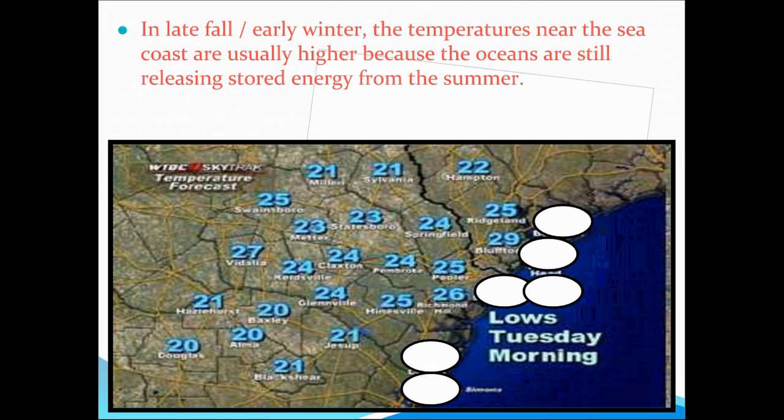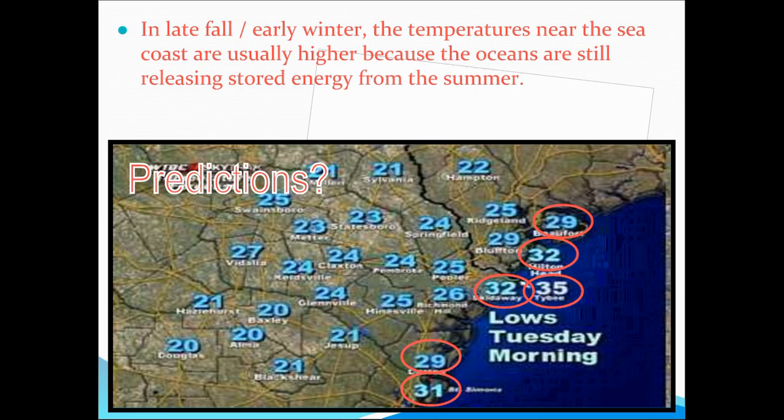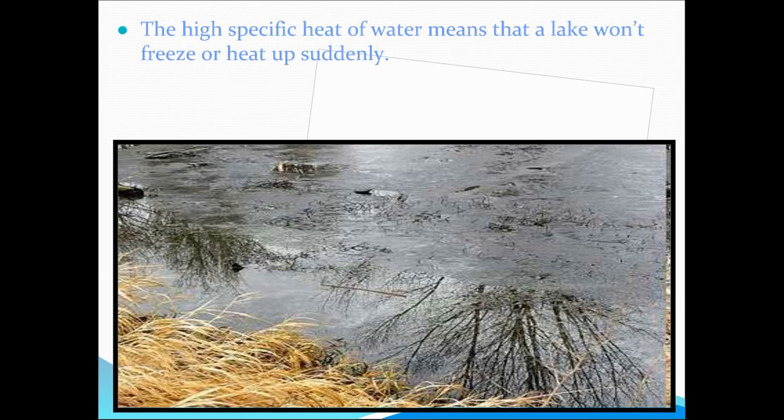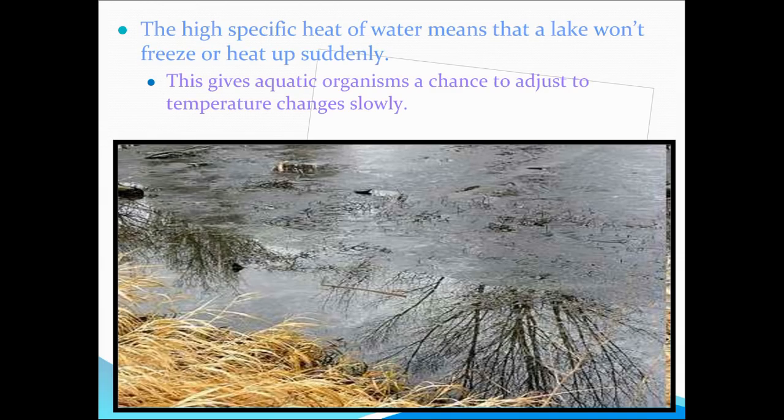In late fall and early winter, the temperatures near the sea and the coast are usually much higher because the oceans are still releasing that stored energy from the summer. This is why so many people flock to live in coastal areas. Predictions? As you can see, coastal temperatures in Virginia are much warmer than temperatures farther inland. The high specific heat of water means the lake won't freeze up or heat up very suddenly. And this is important for the fish and aquatic organisms. It gives them a chance to adjust to temperature changes slowly.